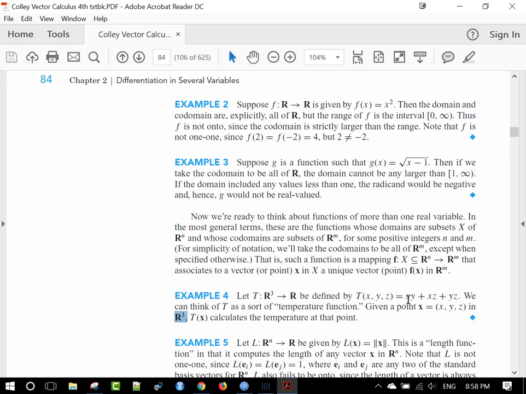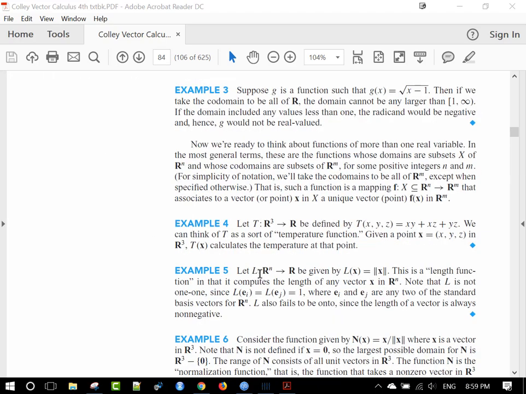Depending on the coordinates, we get a certain temperature out according to this formula. So for example, at 0, 0, 0, it's 0 plus 0 plus 0. At 0, 0, 1, it's still 0. At, let's say, 0, 1, 1, this is 0, this is 0, but this is 1. So it would be maybe 1 degree at that location.